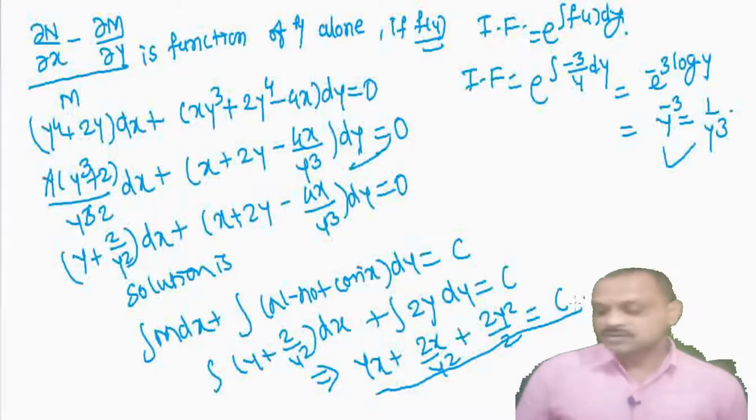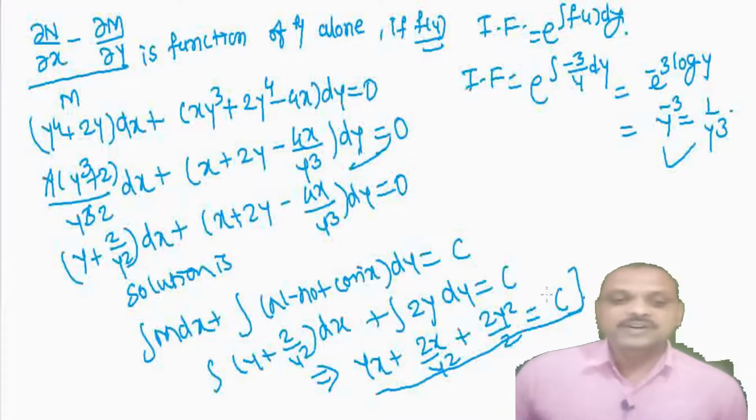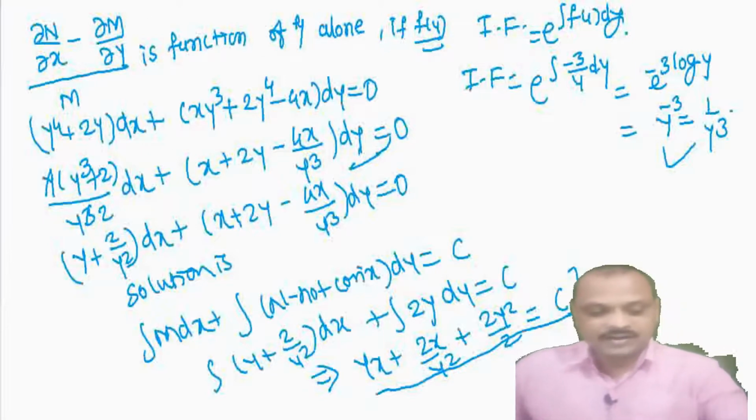So this is the second rule. What is that rule? Whenever (del N by del x minus del M by del y) divided by M is a function of y alone. Now let us see the third rule of finding the integrating factor.